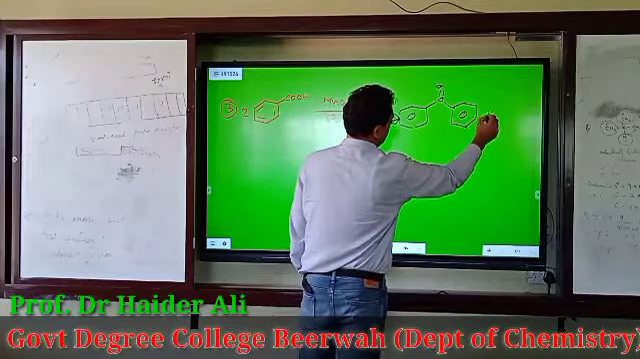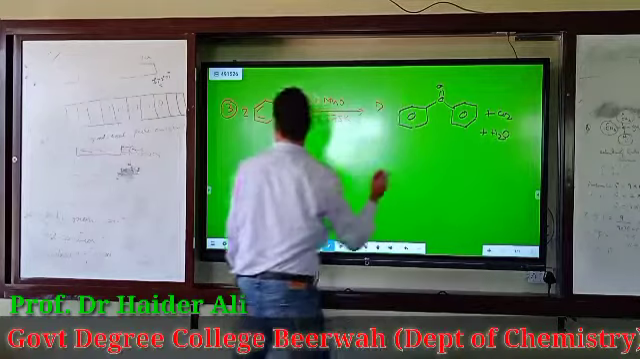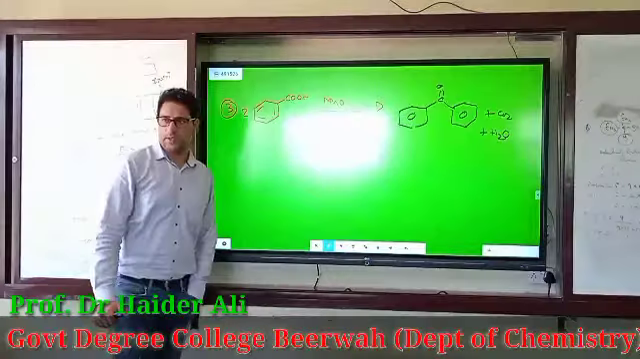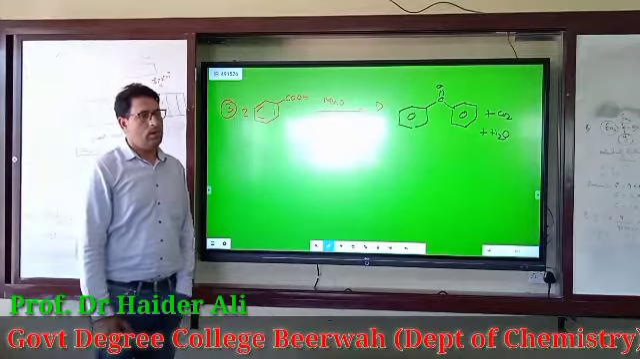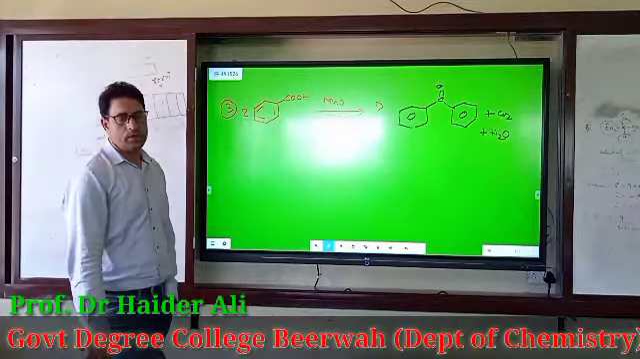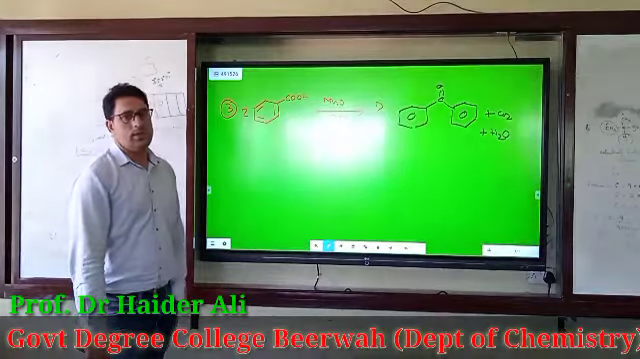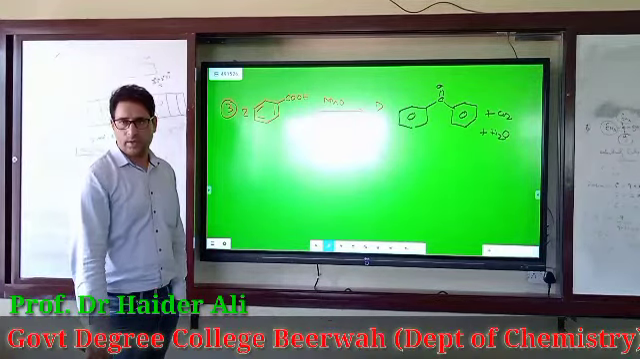Plus carbon dioxide and water. And here you have to take 2 molecules of this benzoic acid. So these were the two reactions of carboxylic acids by virtue of which we can synthesize both aldehydes and ketones. Is it okay? Any question?